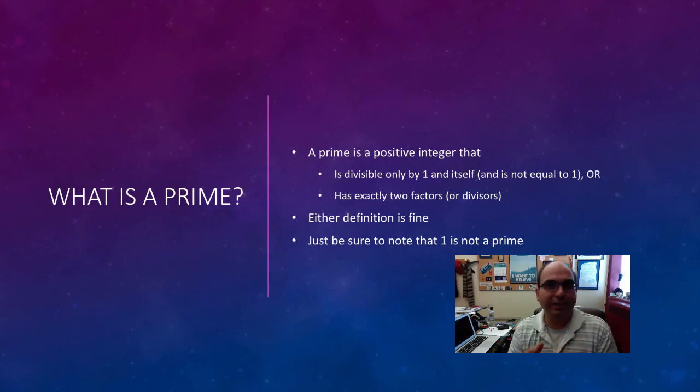So sometimes I actually like to say it like this. A prime has exactly 2 factors, or 2 divisors, okay? So 5 has exactly 2 factors, 1 and 5. 4 actually has 3 factors, 1, 2, and 4, so that's why it's not a prime, okay? 1 is not a prime because it has 1 factor, just 1. It's supposed to have 2 to be a prime. So I like that. Now you can use either definition. Just remember 1 is not a prime, so don't count it.